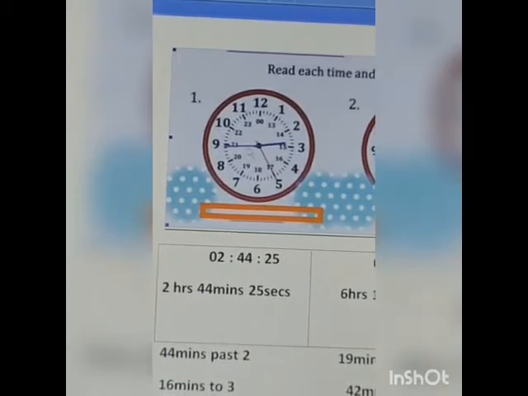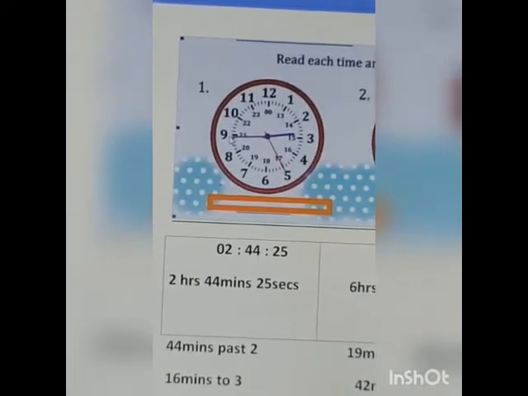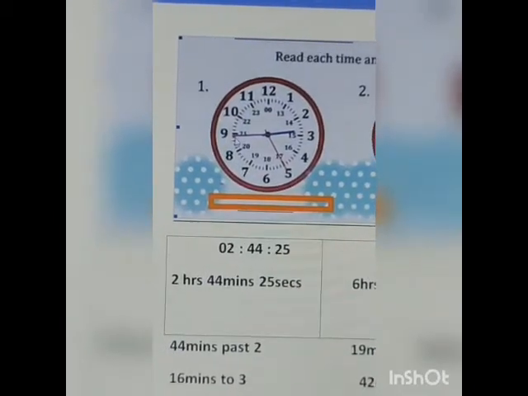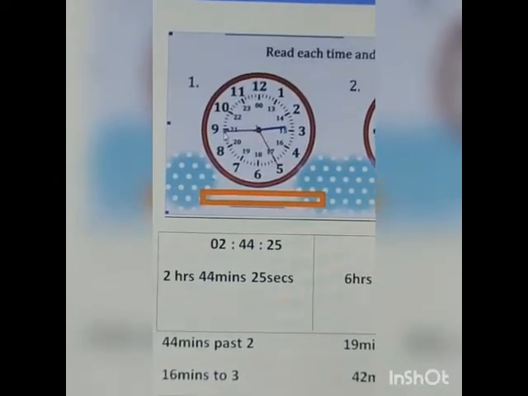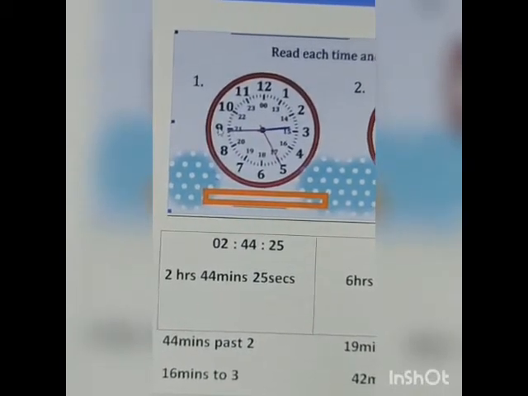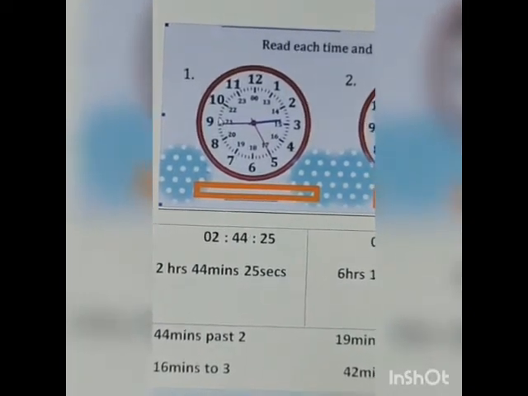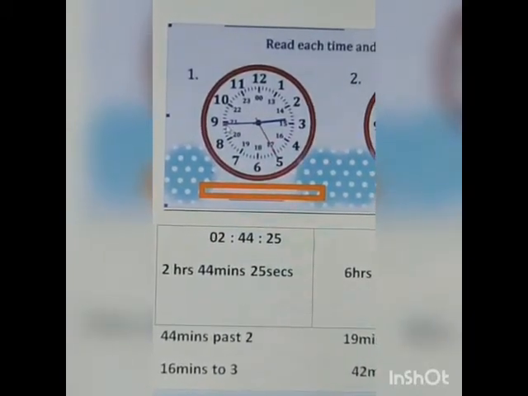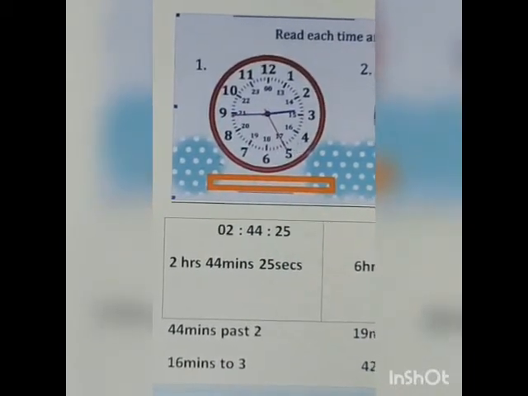Now which is the minute hand? This is the minute hand. Where is the minute hand? It does not touch 9, it is just before 9. That means how many minutes have passed? 9 5s are 45. We multiply the number by 5 because there is a 5 minute gap between every number. So 9 5s are 45, but it is not exactly at 9, so we take it as 44. 44 minutes have passed.